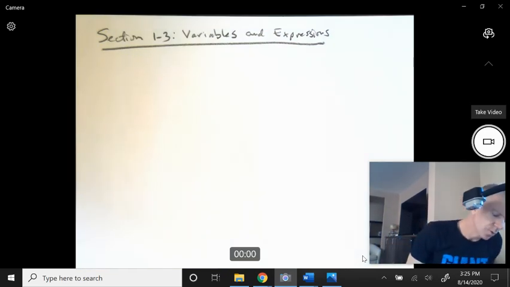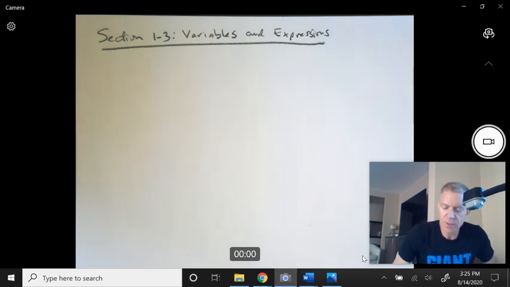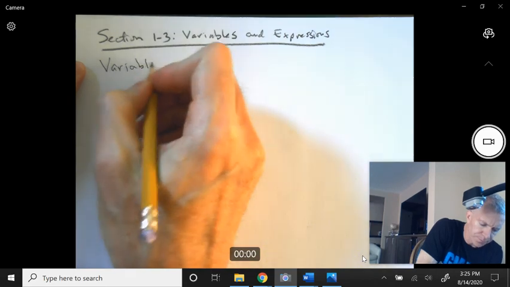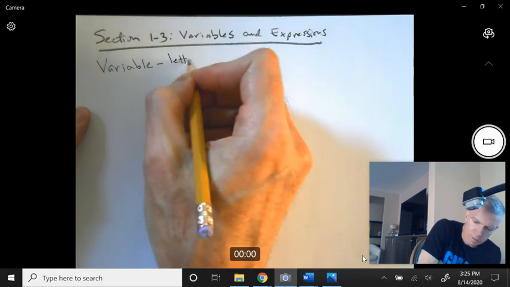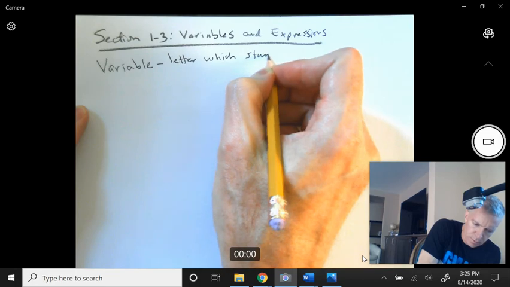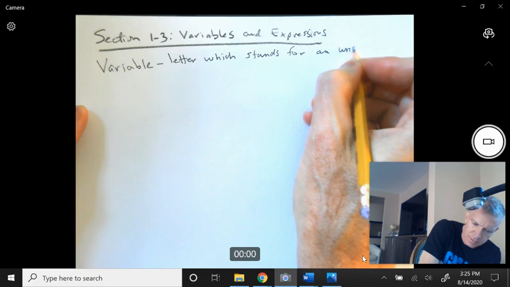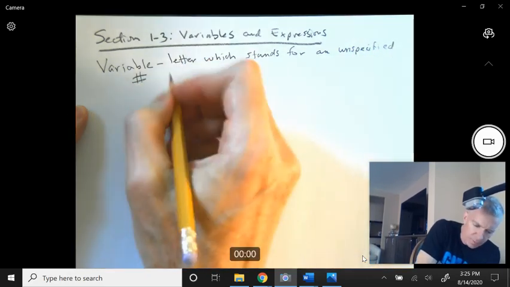All right, open up to your notes packet, section 1-3, variables and expressions. And we're just going to define a couple of terms. So the first term we're going to define is a variable. A variable simply is a letter which stands for an unspecified number from a given set.